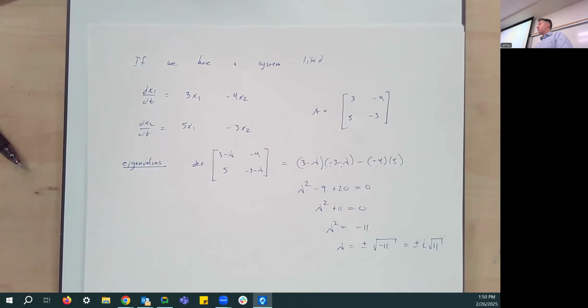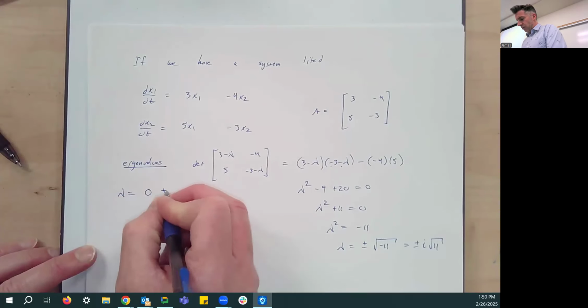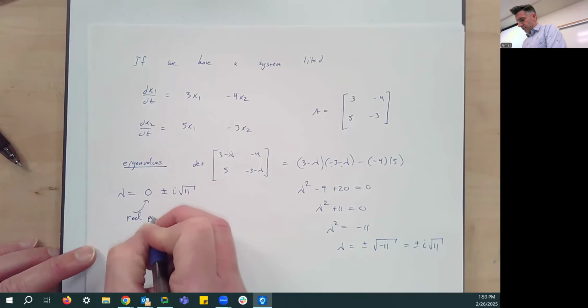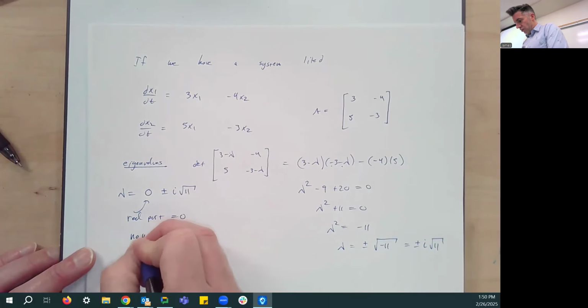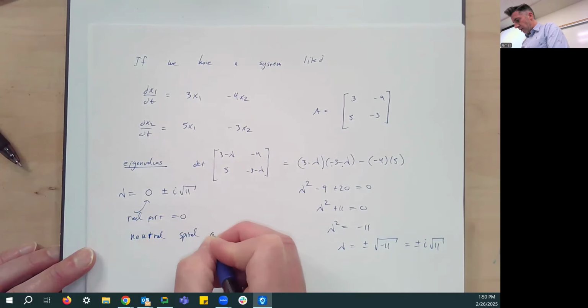And at this point, we could classify. I think we should still solve it because it's good practice and we got 10 minutes to fill. But at this point, you can say, great, my eigenvalues are lambda equal to 0 plus or minus i root 11. The real part is 0. That means we don't have a stable spiral or an unstable spiral. We have what's called a neutral spiral, where you just keep circling around and around. You don't oscillate outwards, you don't oscillate inwards. So that means we have a neutral spiral around our equilibrium, 0, 0.